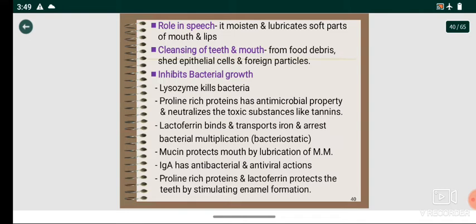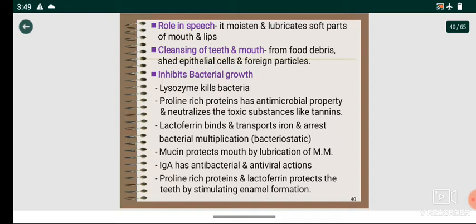Proline rich proteins, which are also a content of saliva, have antimicrobial properties and neutralize toxic substances like tannins. So this proline rich protein in saliva acts against the tannins. Lactoferrin, which is also a content of saliva, binds and transports the iron and arrests bacterial multiplication. Because of all these substances, saliva possesses the antibacterial function.